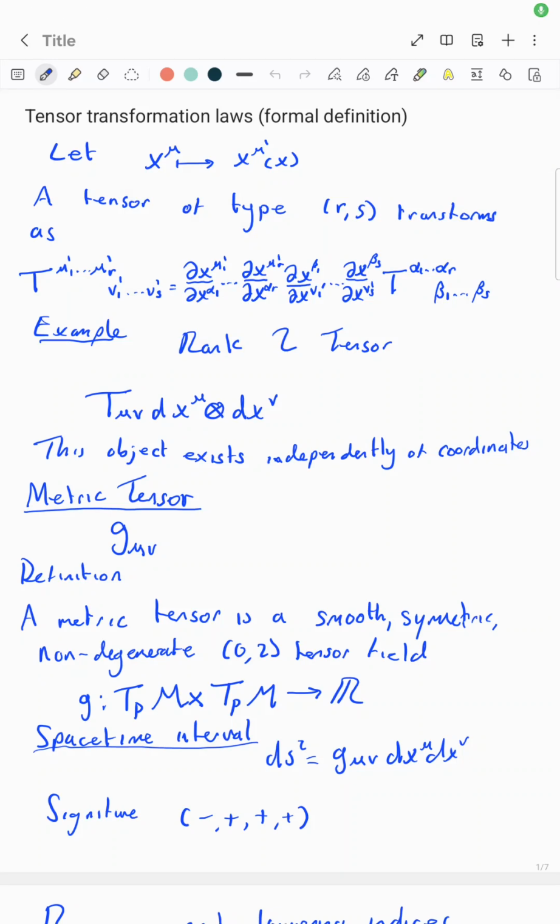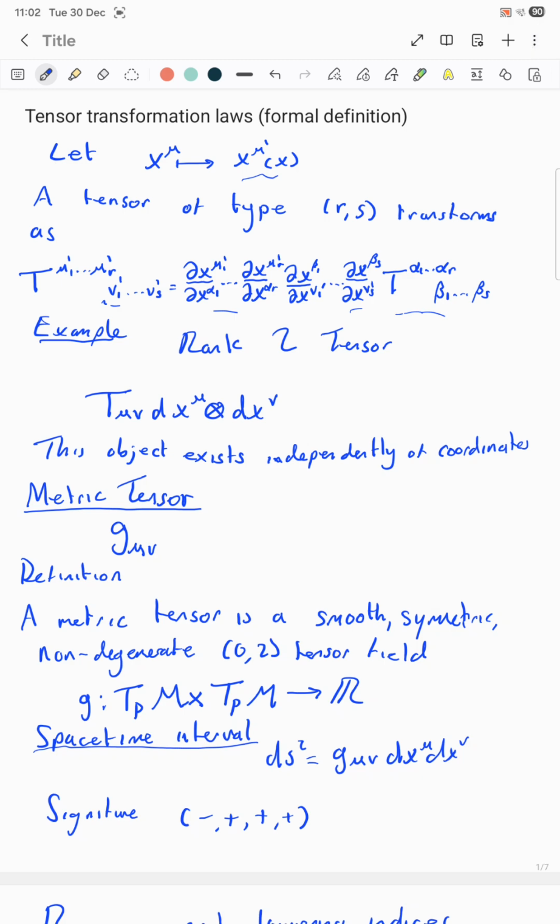Now this is the more formal definition of a tensor transformation. We'll let x^μ be transformed to x^μ'. Now a tensor of type (r,s) transforms as such, as we've seen before with the previous one, where in the previous one this part just ended up as the Kronecker delta.